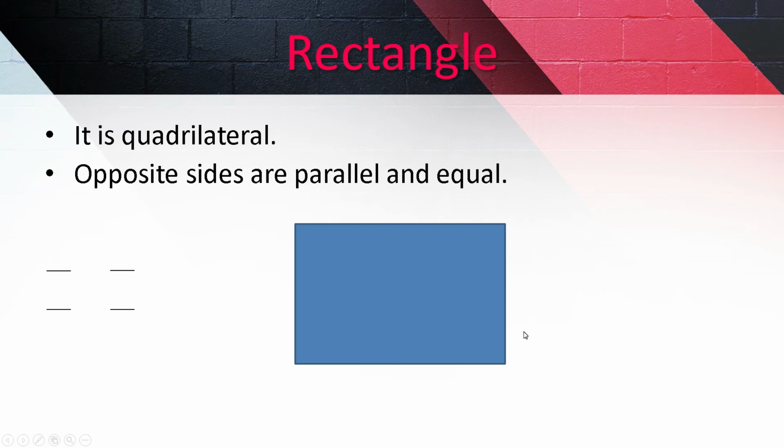अगर आप याद करो, if you recall, in square all sides are equal. चारों की चारों बराबर होती हैं. But here in the rectangle, opposite sides are equal and they are also parallel to each other.